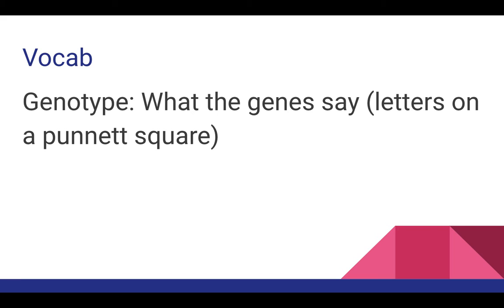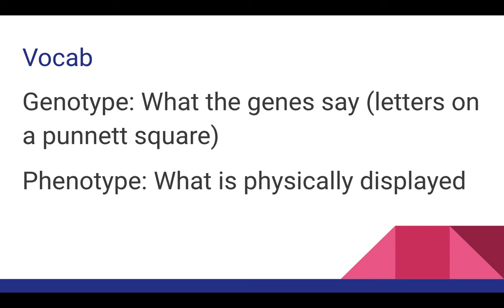So, genotype is our next word. And that's what the genes say. So, when you're making the Punnett square, the genotype is the letters. You've got your Punnett square all drawn out. You've got big R's and little r's. Those big R's and little r's are the genotype.